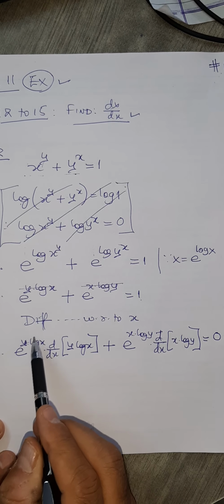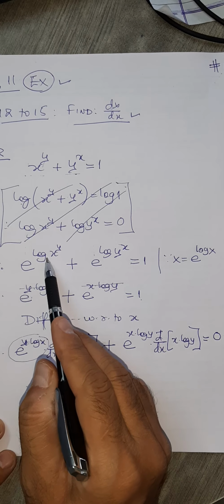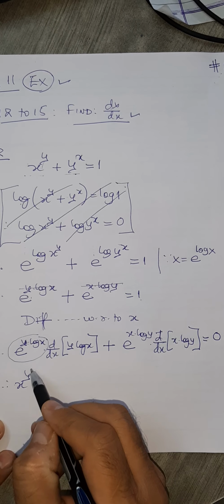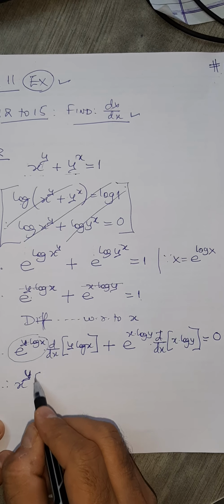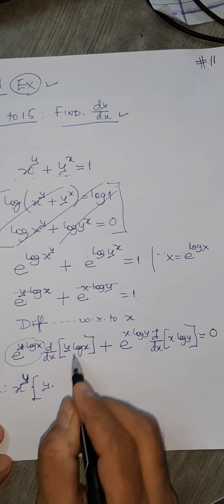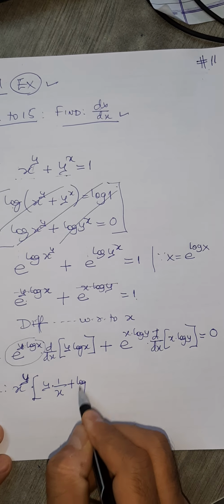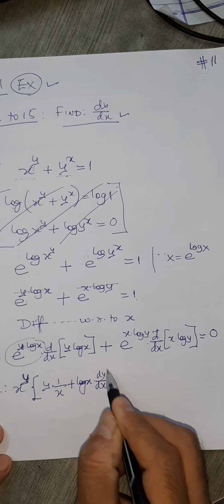Now as we did, from where do we have this? It is from this, that is from this, and that is from this. So I'll just replace this by x raised to y. Here, product rule. y as it is. What's the derivative of log x? 1 upon x. Plus log x as it is. What's the derivative of y with respect to x? dy by dx.